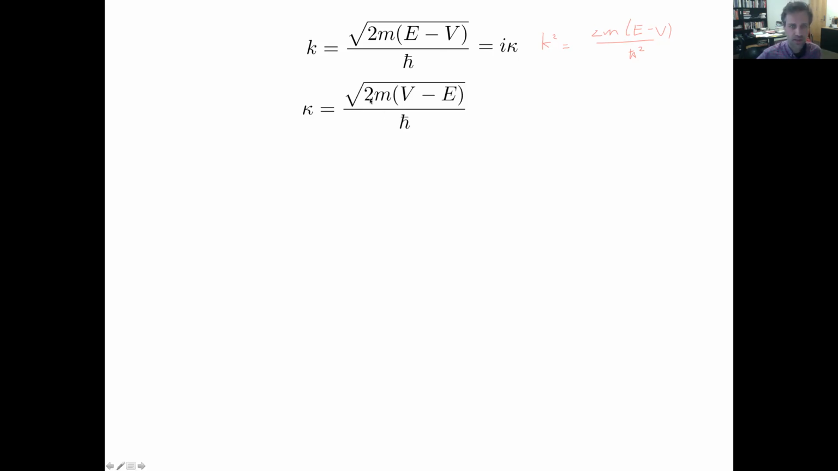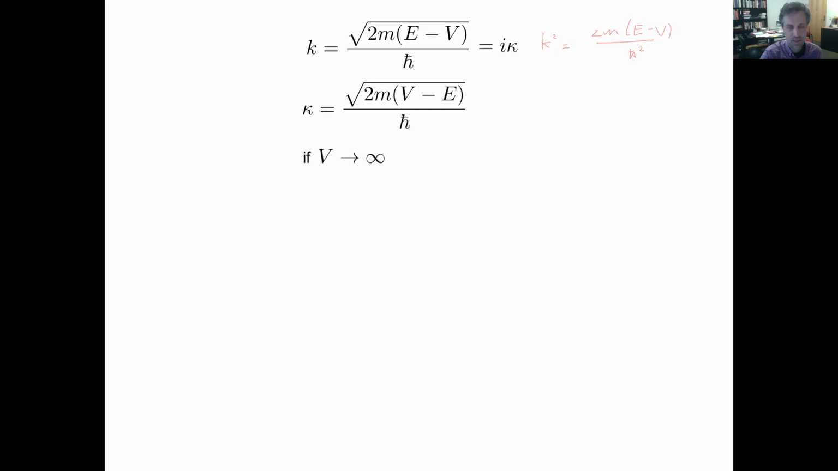Kappa is defined as 2m times V minus E, where E is the total energy and V is the potential energy of the barrier. I take the square root of that and divide it by h bar. That's what kappa is. And we know what the wave function in the barrier looks like. It looks like this decaying exponential. But now the situation is not exactly the same as before on Wednesday, because now V is actually approaching infinity.